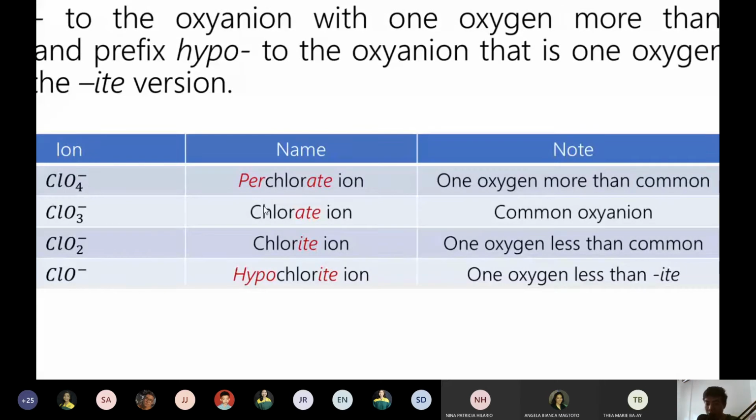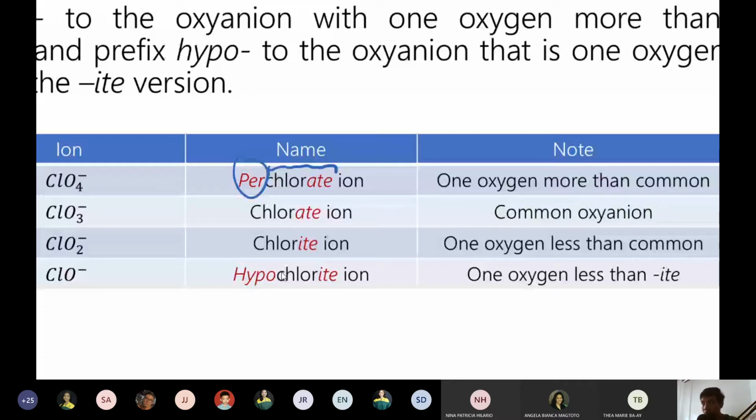Ano yung gagawin mo dyan? You copy the chlorate. Copy mo lang yan kasi that's the common. Pero you will add a prefix per. So again, if you have one oxygen more than the common, it will have a prefix per. So ito yung ate, ite, alam na natin yung rules diyan. Isang oxygen lang difference nila. Ite is one oxygen less than ate. Si per naman, this is one oxygen more than the ate. So perchlorate, you copied the chlorate, you add the per, indicating that there is one more oxygen.